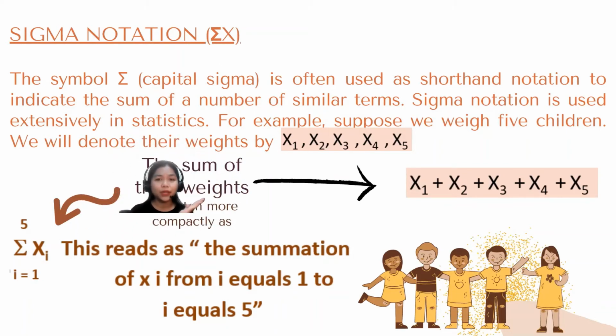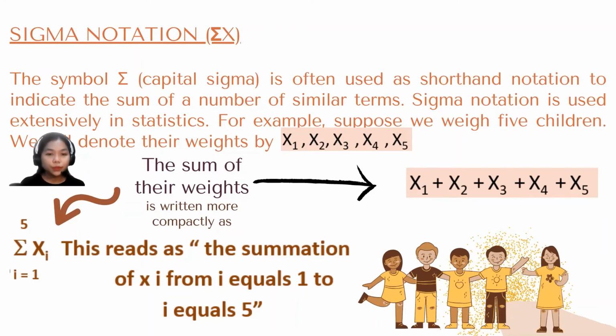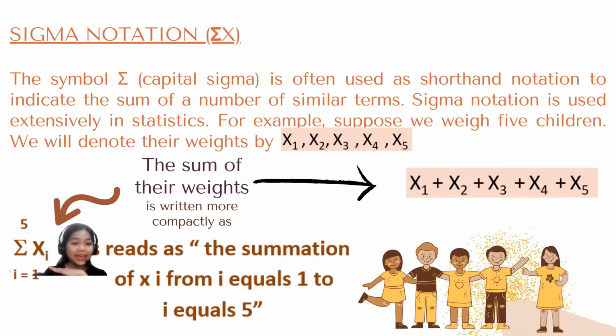So how do we write this one? Remember, there are 5 children, so automatically, we have 5 different weights. How do we write this in summation notation? This is the notation that we will be using in order to know the sum of their weights. The sum of their weights is written more compactly as summation of xi, referring to their weights, from i equals 1, which is the first child, to i equals 5, which is the fifth child.